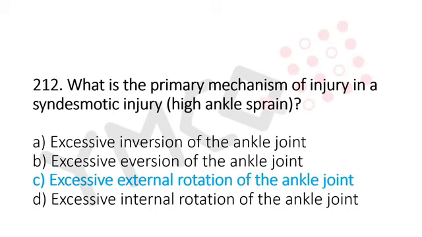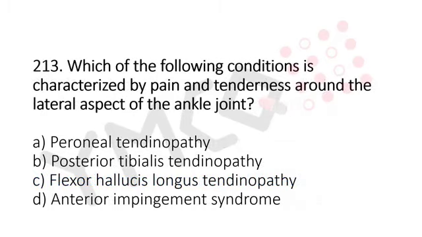Now let's move to question number 213. Which of the following condition is characterized by the pain and tenderness around the lateral aspect of the ankle joint? Option A, peroneal tendinopathy. Option B, posterior tibialis tendinopathy. Option C, flexor hallucis longus tendinopathy. Option D, anterior impingement syndrome. And the answer is option A, peroneal tendinopathy.